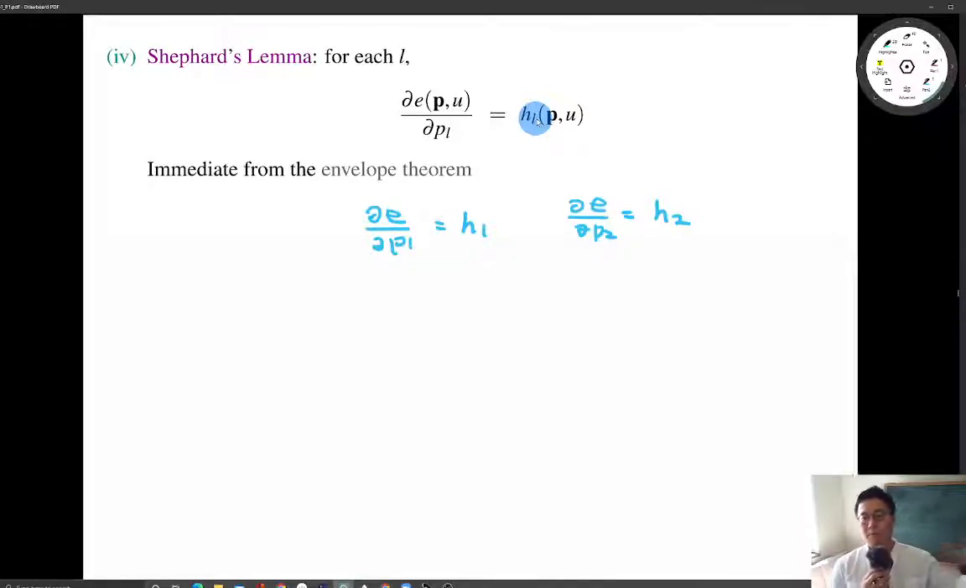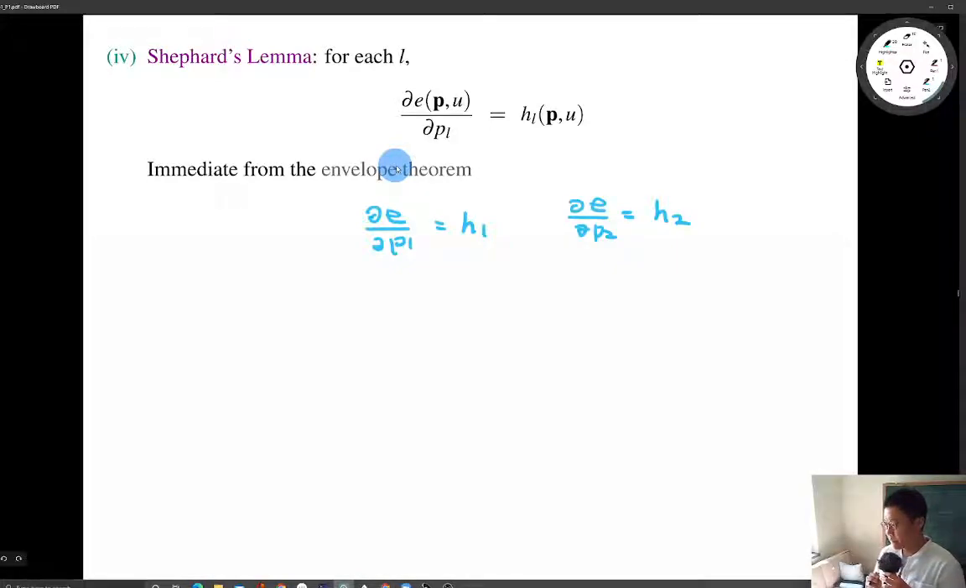So if we are informed about the expenditure function, the minimum expenditure necessary for the target utility, then the only thing we have to do to find the Hicksian demand is to simply take the derivative, right? So that is the main implication we can obtain from Shephard's lemma. And the way to prove this: this result is immediate from the envelope theorem.